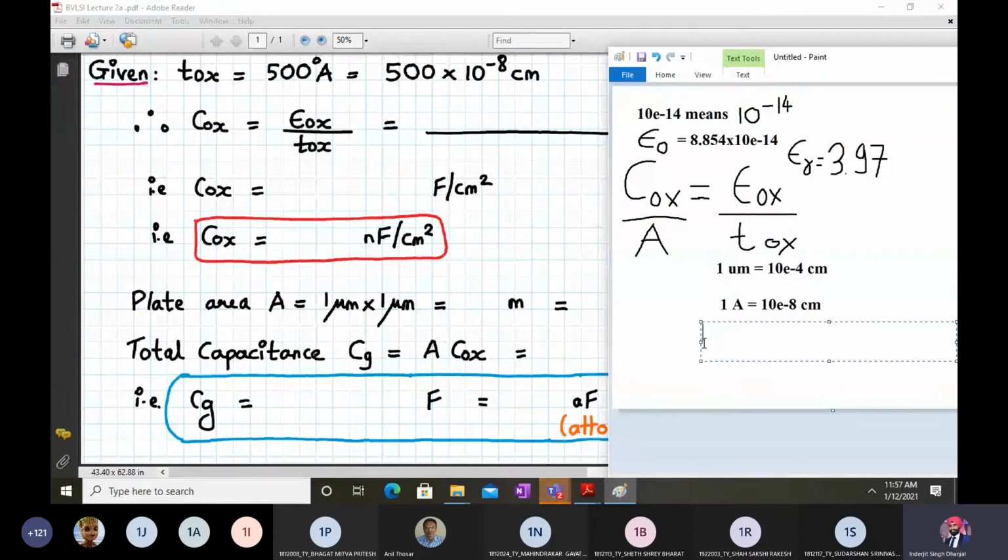it should be 70.3 into 10 raised to minus 9. So all of you are getting correct answers.